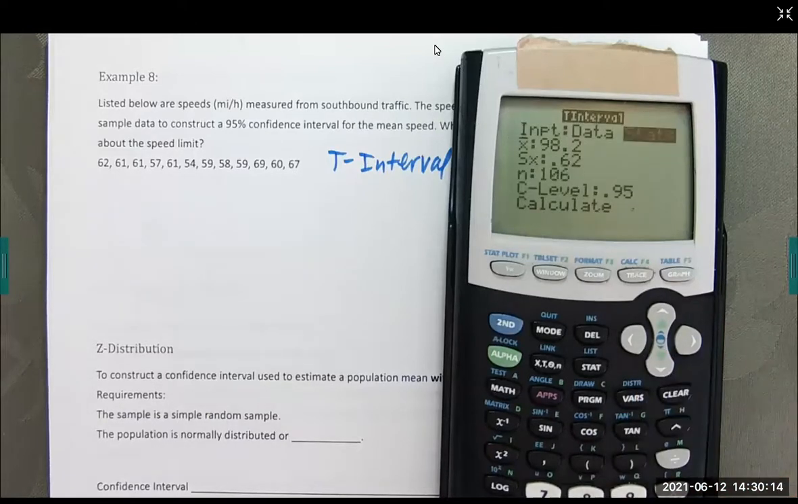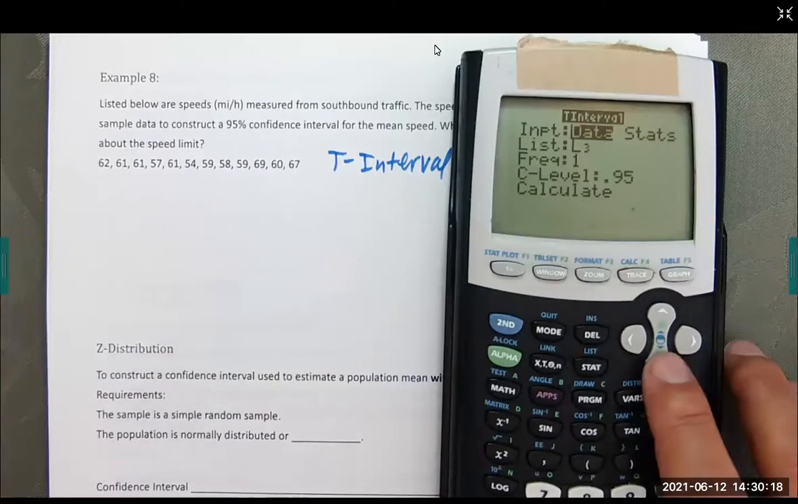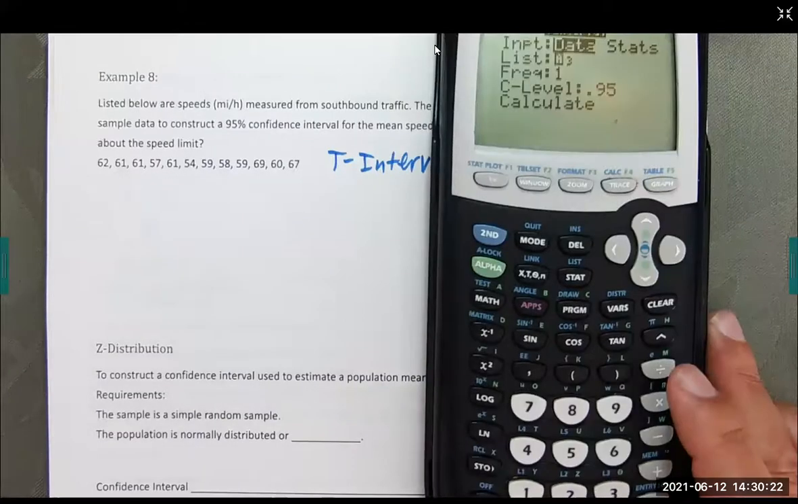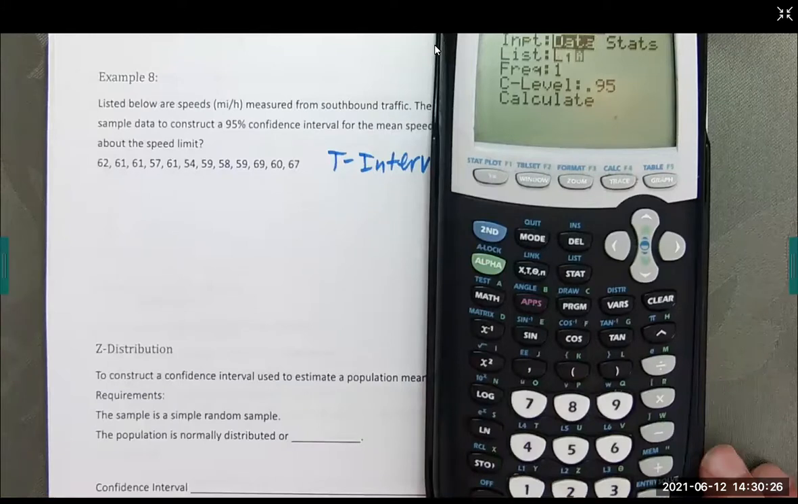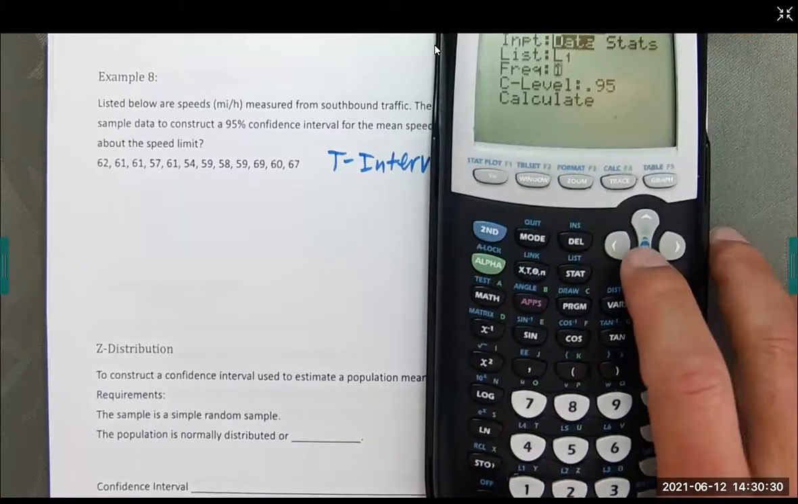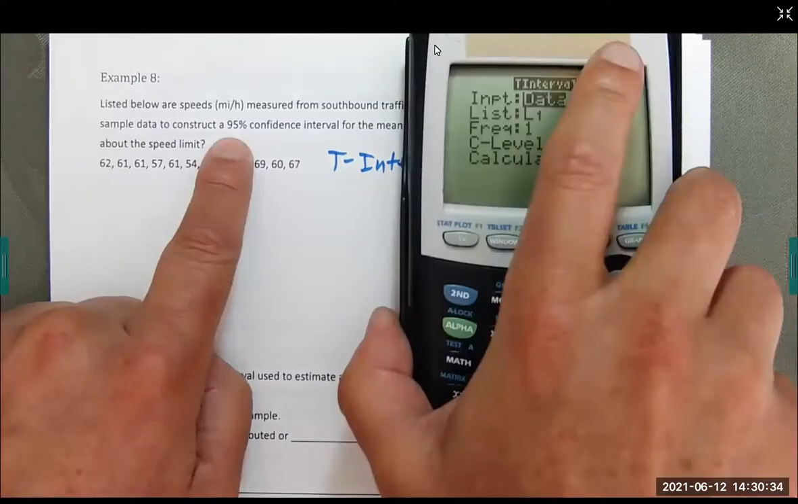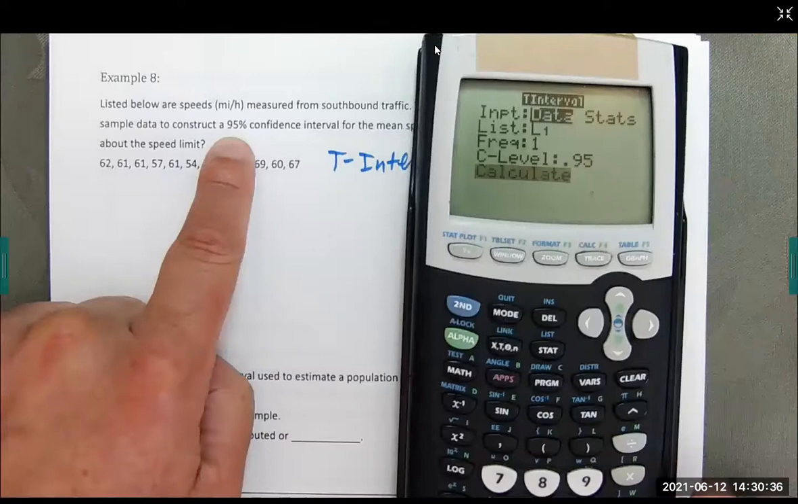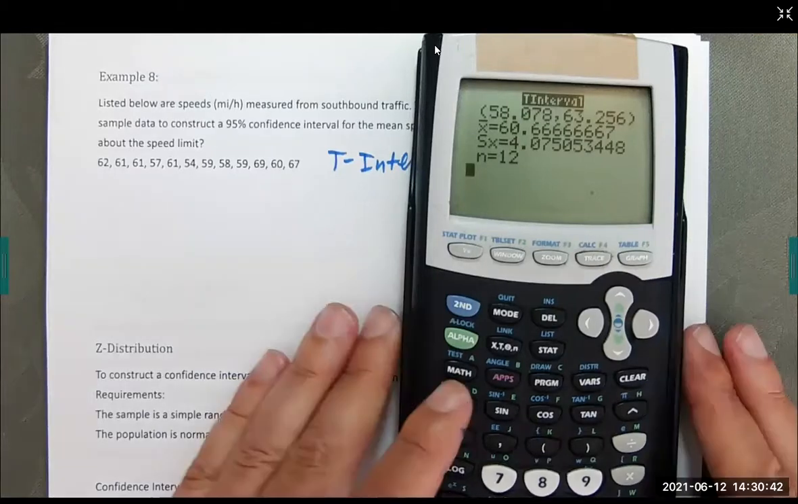Now I am going to use the data because I have my data in list 1. If you remember how to change that from mine's L3 to L1, L1 is above the 1, so I got to hit second and L1, and it changes it to L1 for me. There's no frequency. The C level is 0.95. And we're done. You got to love the technology. It's absolutely amazing. So there's my confidence interval.